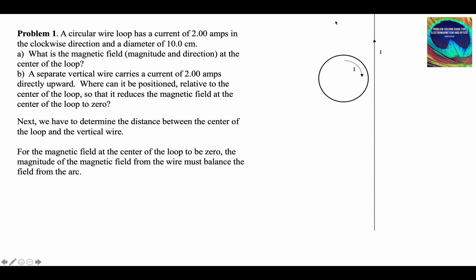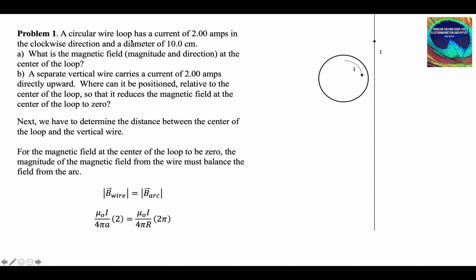So the magnetic field at the center of the loop from the straight wire must be 25.1 microtesla out of the page. We can set the magnetic field from the wire and the magnetic field from the arc equal to each other. The wire is double infinite, so there's a 2 here. For a wire, we have mu naught I over 4 pi a, and it happens that the current is the same. That might not always be the case.